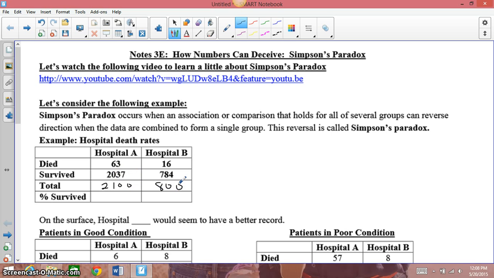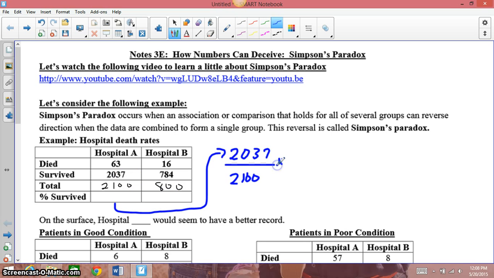Then ultimately we want to look at, well, what percent then survived at each of those hospitals? So if we look at Hospital A, the percent that would have survived would be the total amount that had survived, 2,037, divided by the total number that went to that hospital, 2,100. You're finding a percentage, so you'll take that division and multiply by 100. And that should put you at a perfect 97%. So 97% of the patients that arrive at that hospital do survive.